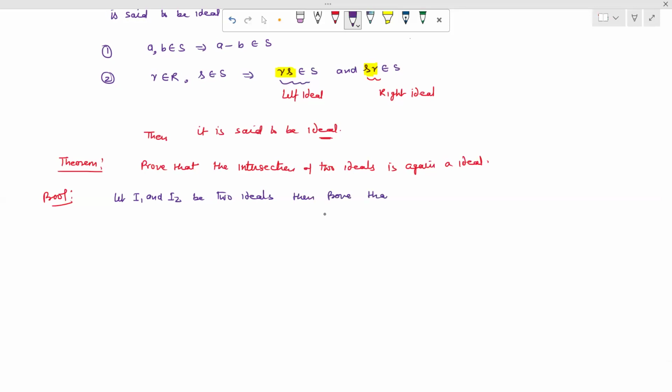अब हम क्या प्रूव करने जा रहे हैं कि इंटरसेक्शन ऑफ टू आइडियल्स. So that means prove that I1 intersection I2 is also an ideal.